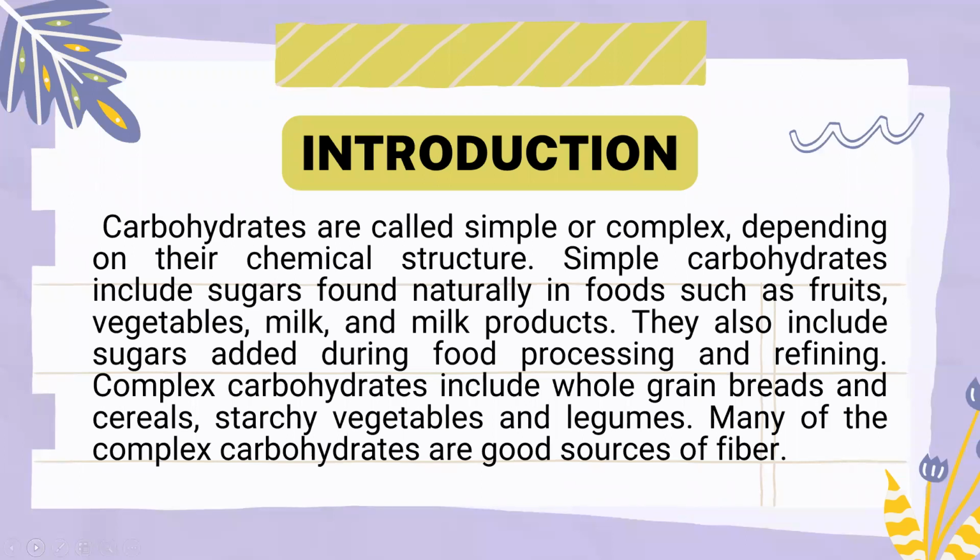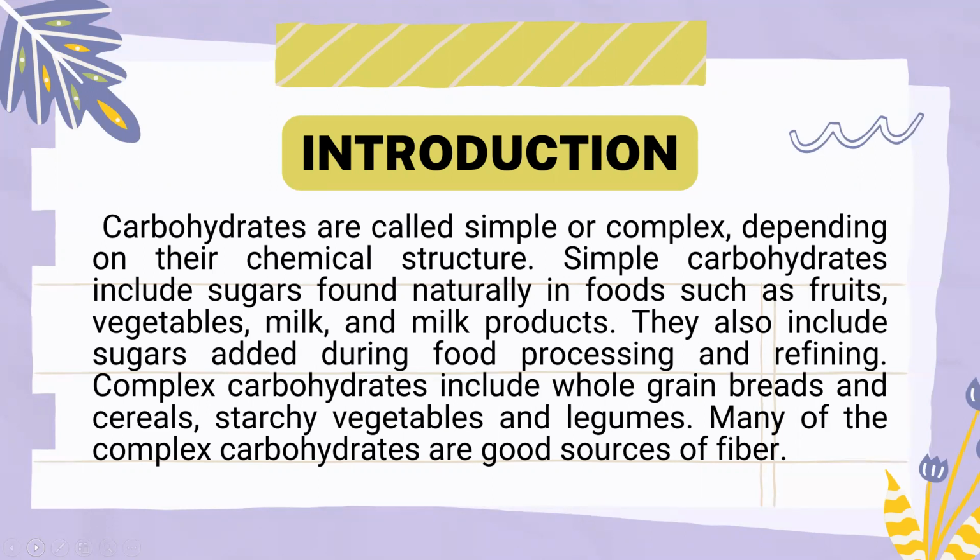So, for the introduction, carbohydrates are called simple or complex depending on their chemical structure. We already had this lesson in our biochem lec: the building blocks of carbohydrates are monosaccharides, disaccharides, and polysaccharides. So we have simple sugars, which are the monosaccharides, and complex, which are polysaccharides. It's like a continuous chain of monosaccharides, which is why their chemical structure is complex.